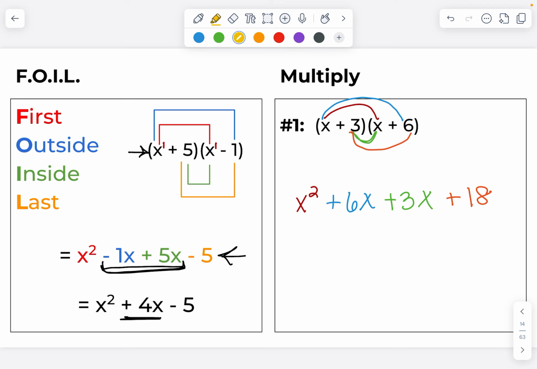Now that I've multiplied it out, I can combine my like terms. When I combine my like terms here, I'm going to bring down that x squared because nothing combines with it. Then I've got a positive 6x and a positive 3x. I'm just going to take my 6 and combine it with my 3 to give me a positive 9x. Then bring down the positive 18, and I've got my answer. So that is multiplying two binomials. We call these binomials because they're polynomials with two terms. So that is multiplying two binomials together.